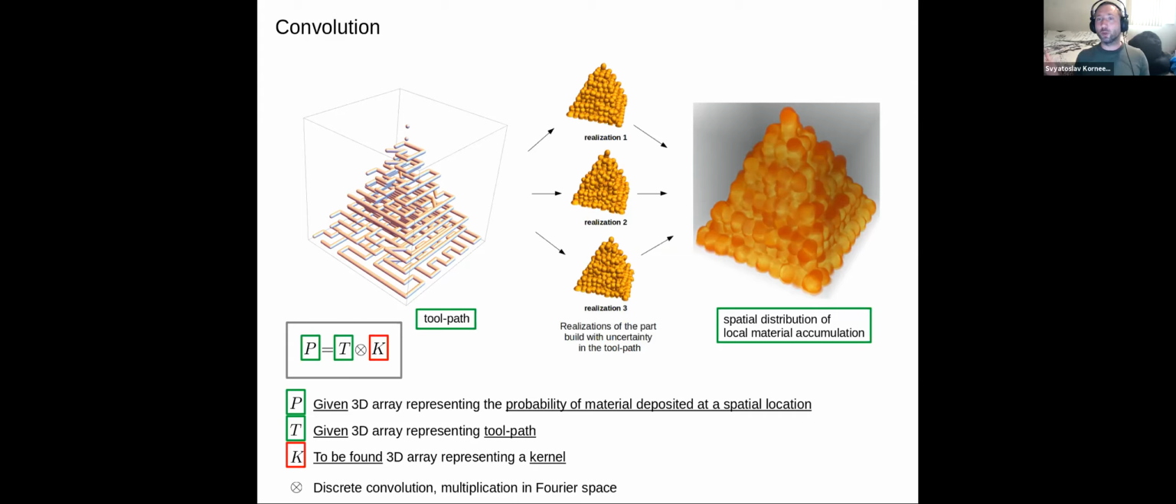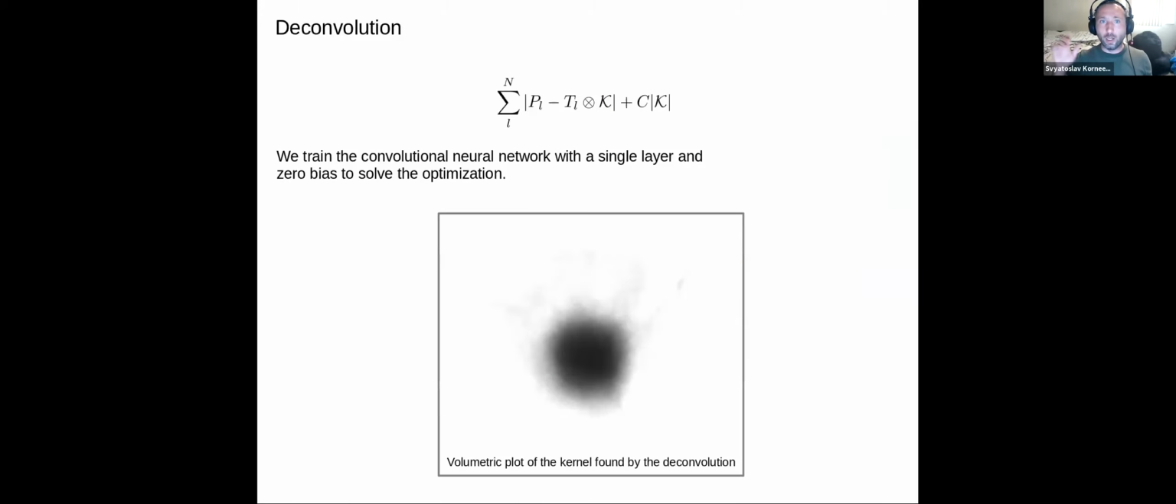You just print or simulate many parts with the same toolpath, introduce uncertainty, and overlap them, and you have a probability field. But to find the kernel, you have to solve the integral equation. You have to invert that equation. You have to invert the convolution. This problem is ill-posed. There's a whole mathematical theory of it. This problem can be formulated as an optimization problem.